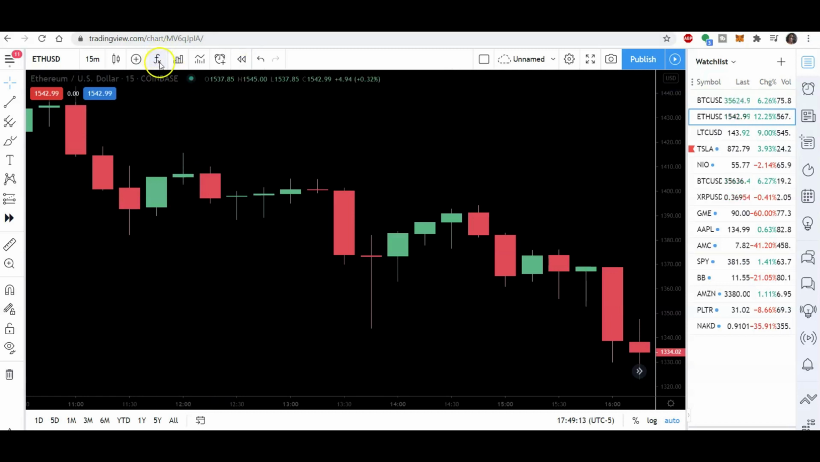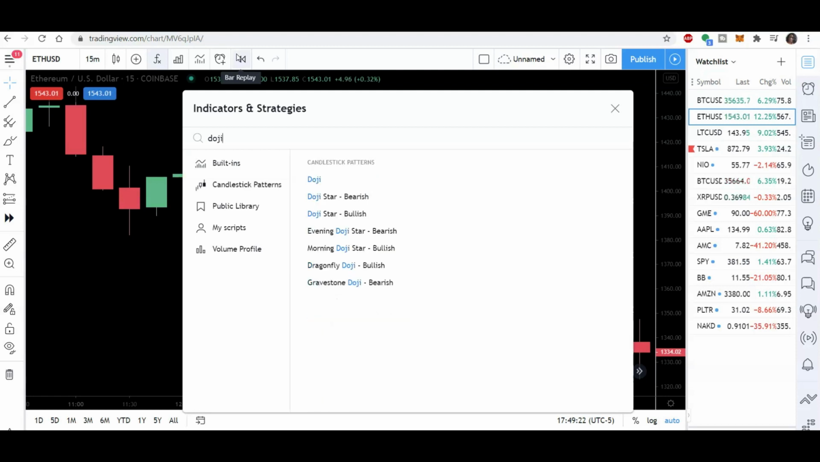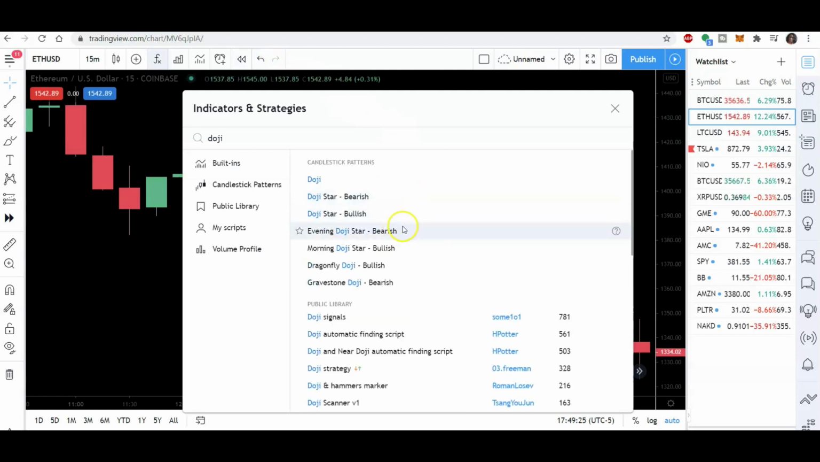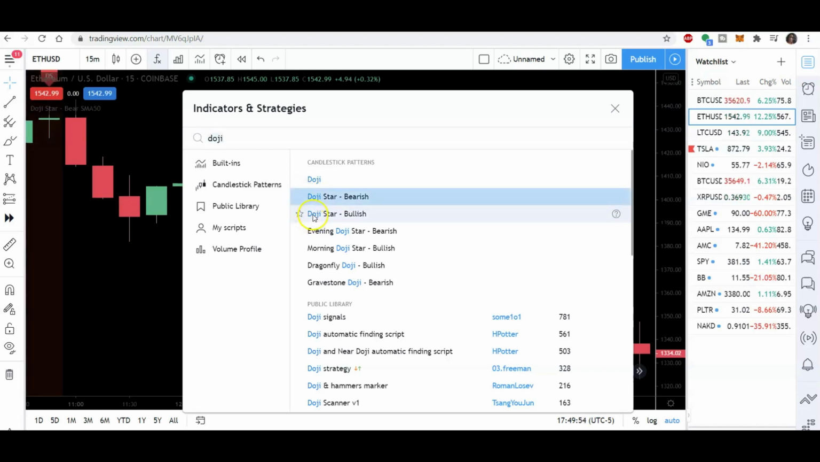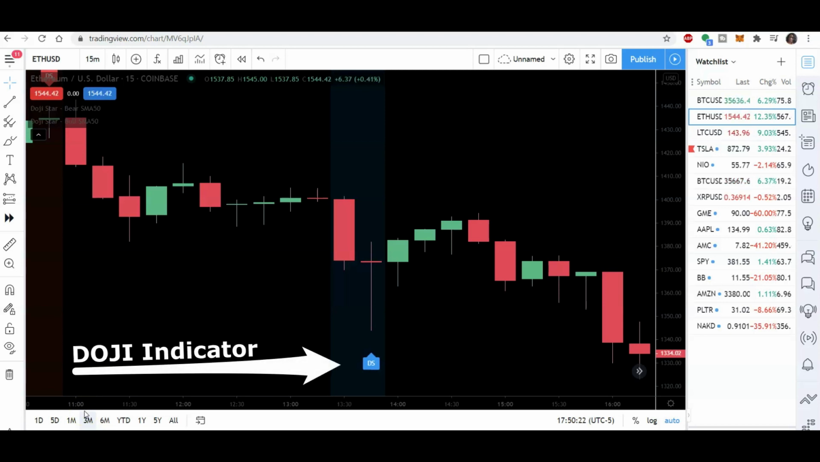Now you can set this up by clicking on the function tab here, type in doji, and it comes up with the different types of dojis. So we're going to just click on the doji, we're going to just click on the bearish doji and the bullish. And going back to our charts, we can see the indicator is switched on. So identifying a doji is now made easier simply by using the built-in doji indicators.